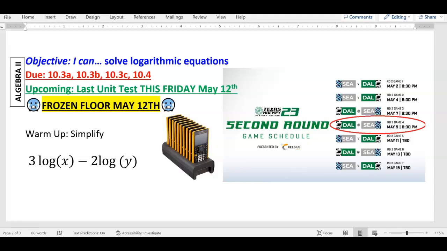In green up here, you can see that our last unit test is this Friday, so you want to take seriously the review on Thursday so you can be ready for your test, your last big normal grade for the 9 weeks before our final. Okay.